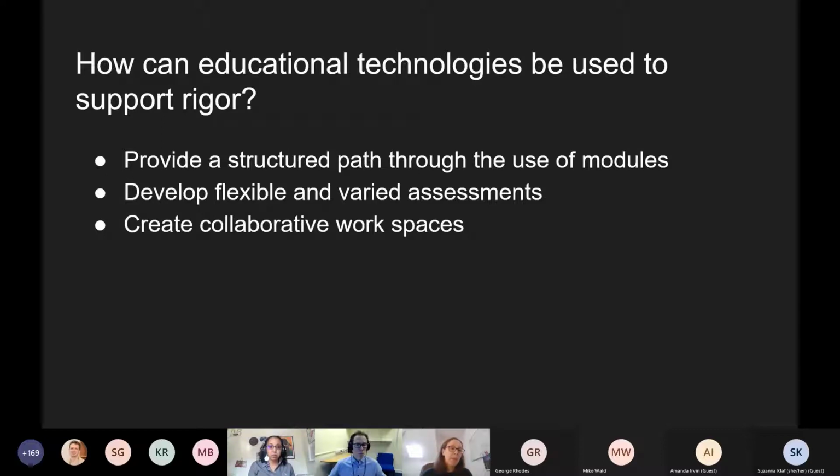But we thought about how LMSs in particular could be really helpful to provide a structured path through the use of modules, so that if students have to be absent for a certain period of time, they'd be able to see what's going on in the course and keep up. Educational technology is helpful for developing flexible and varied assessments, right? Thinking about principles of universal design, and there's many different tools, some of which were mentioned here today, that could be used for that. And educational technologies have allowed us to continue collaborations even remotely by creating collaborative workspaces. And so these were just some of the things that we were thinking about. I'm sure you all have many other different examples.